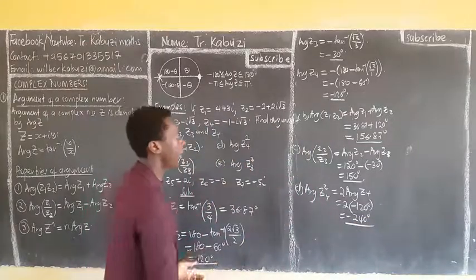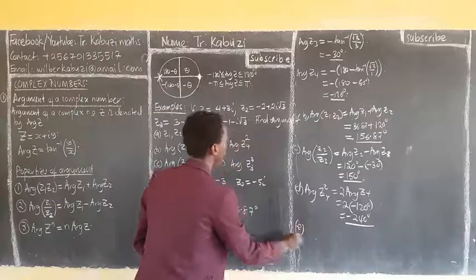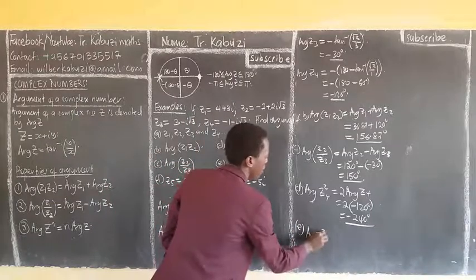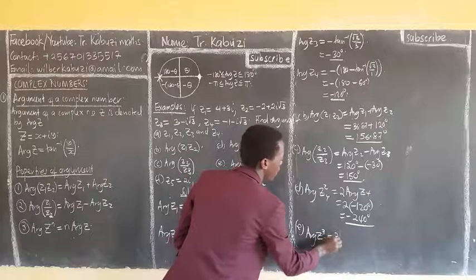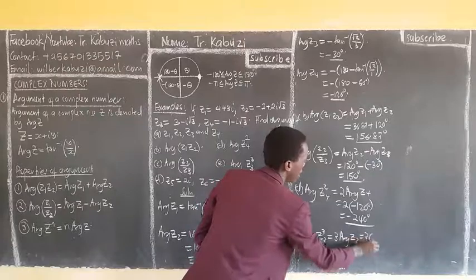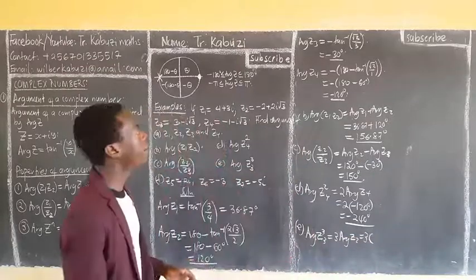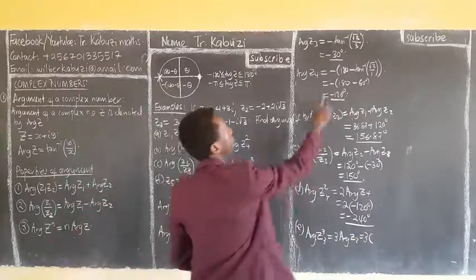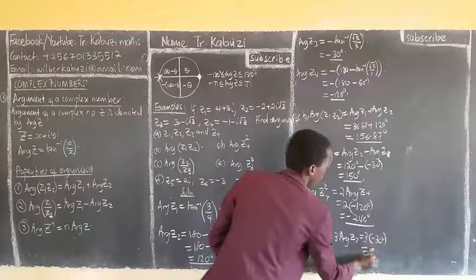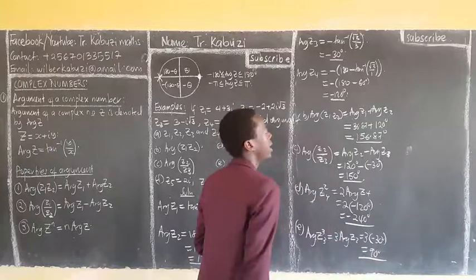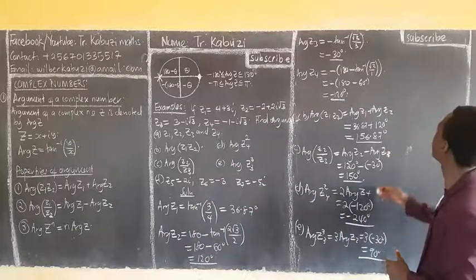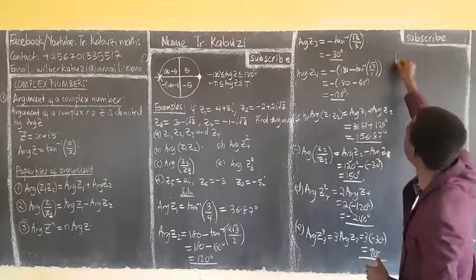The same idea for E. It's going to be arc of Z to the power 3, which will be 3 times arc of Z3. Arc of Z3 is here, negative 30 degrees, which will give you 90 degrees, with ease. Now, when it comes to part F, there we need to be a little bit careful.